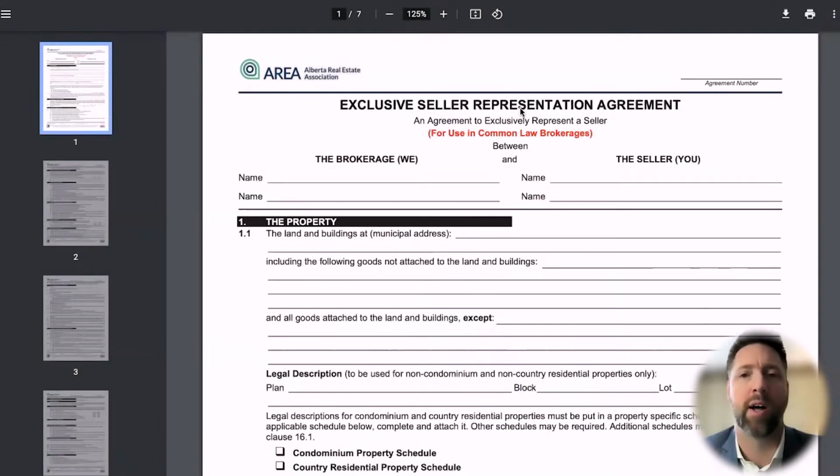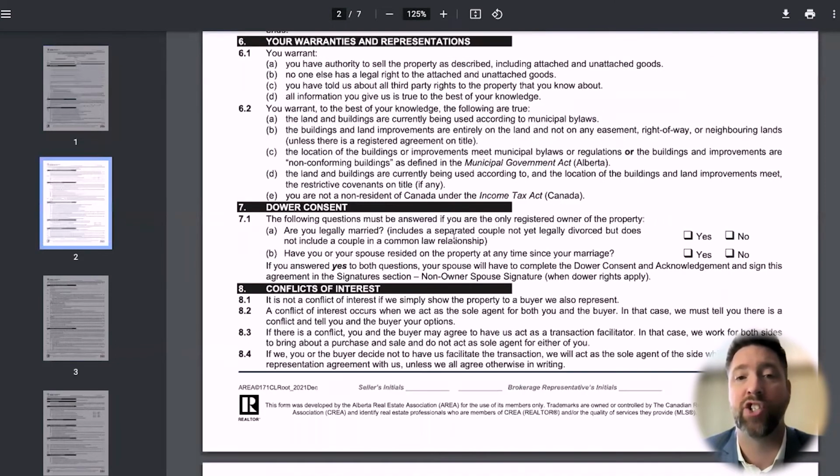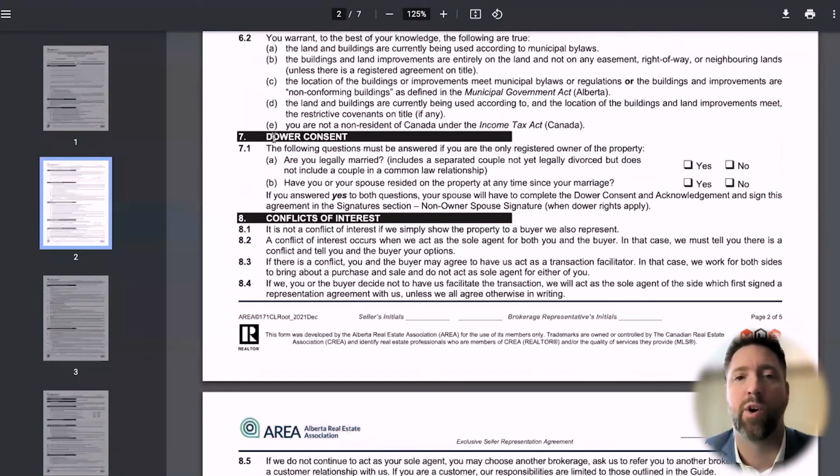Sharing my screen here, we have our Exclusive Seller Representation Agreement, your listing agreement, on page 2, section number 7. We're all familiar with this as agents. These are the things to note. It's worth reiterating: definitely read the contracts and know what's in them as you're getting your clients to sign, because it can have some real impacts on the transaction.